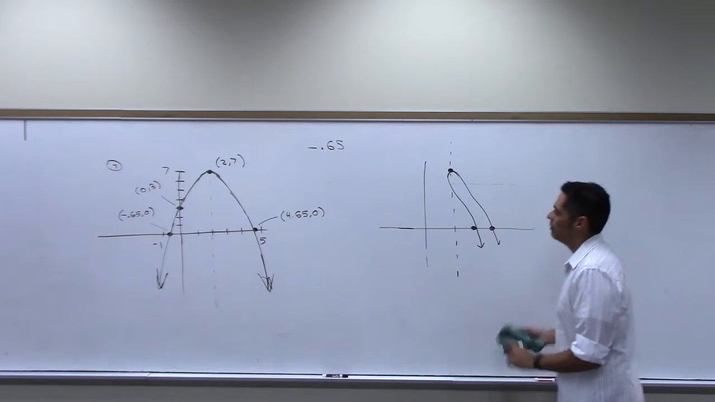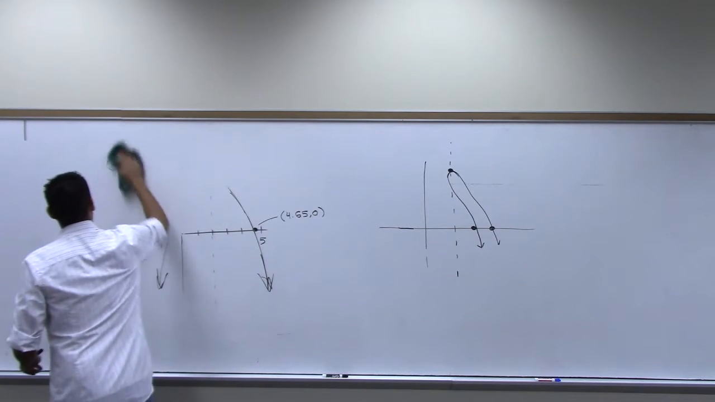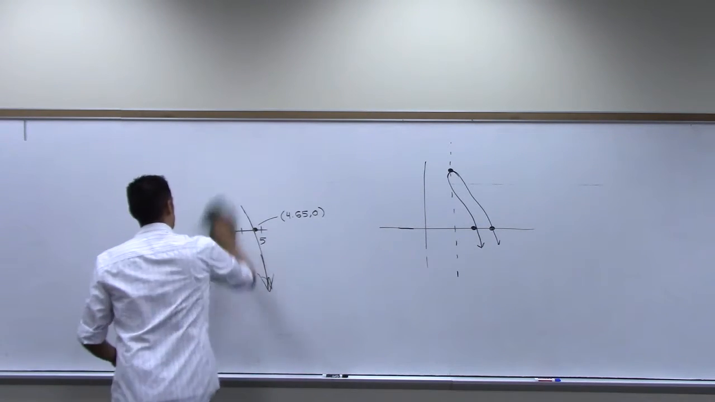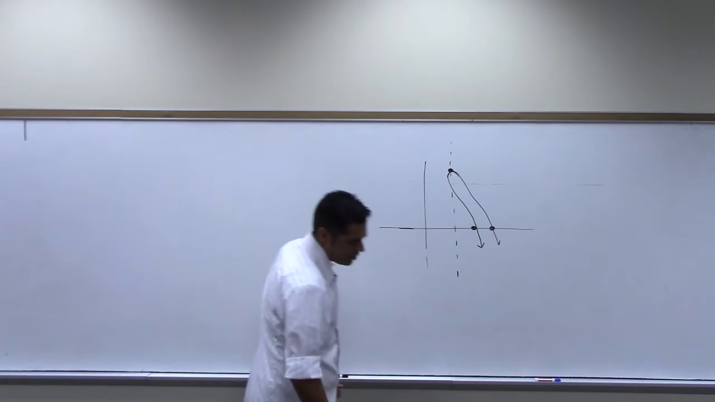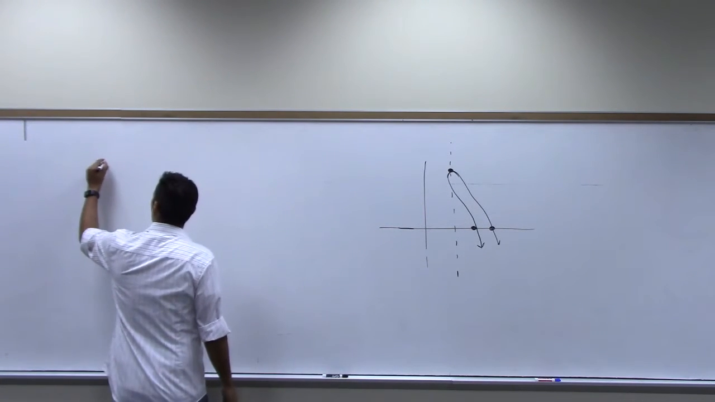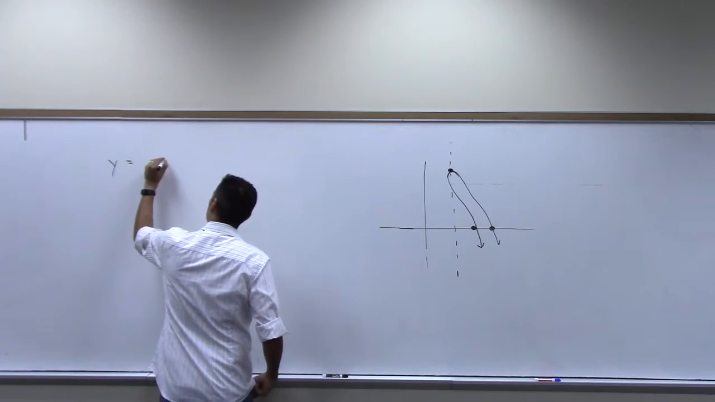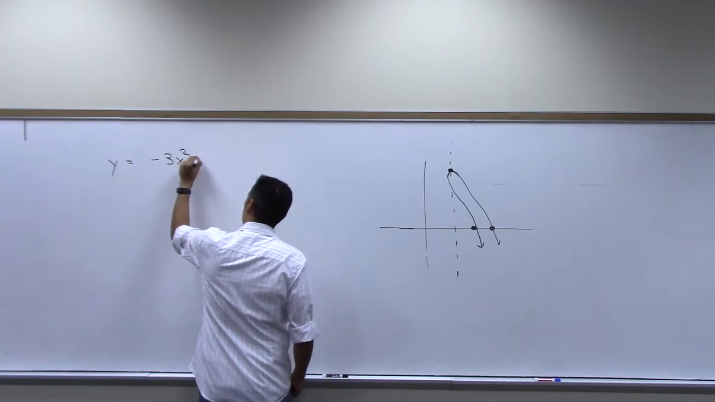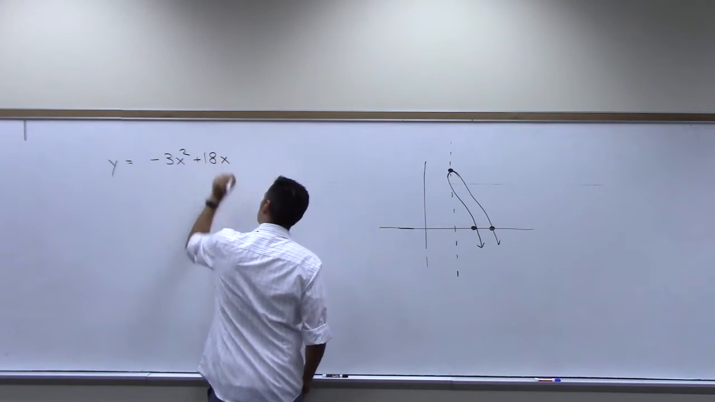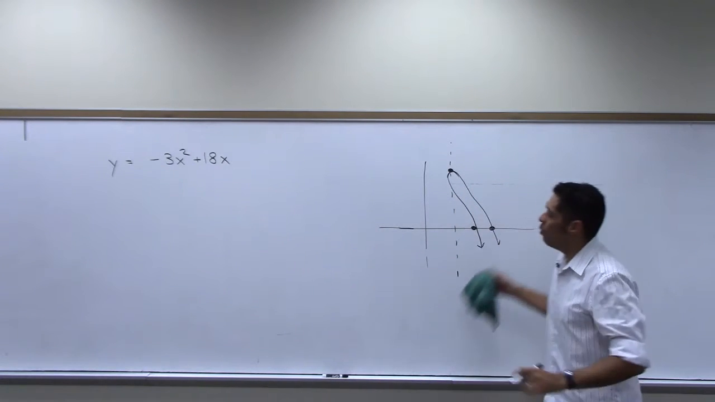All right. Let's do one more and then we're going to talk about a word problem. How about this? y equals negative 3x squared plus 18x. I'm going to go quick through this, all right?